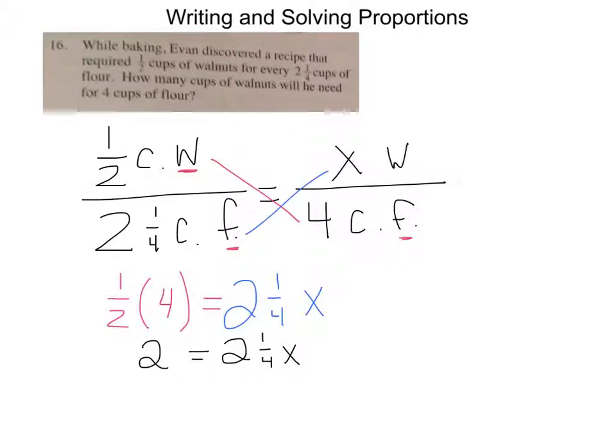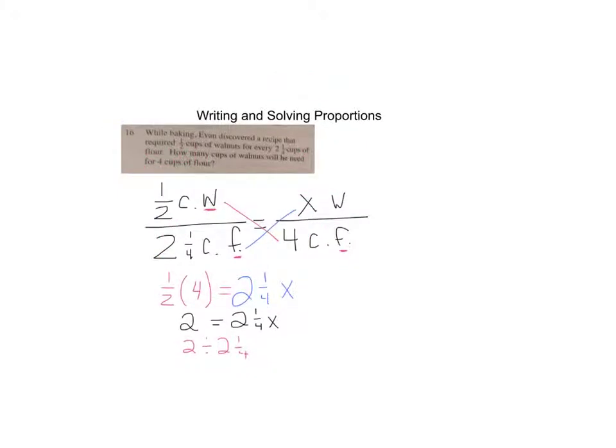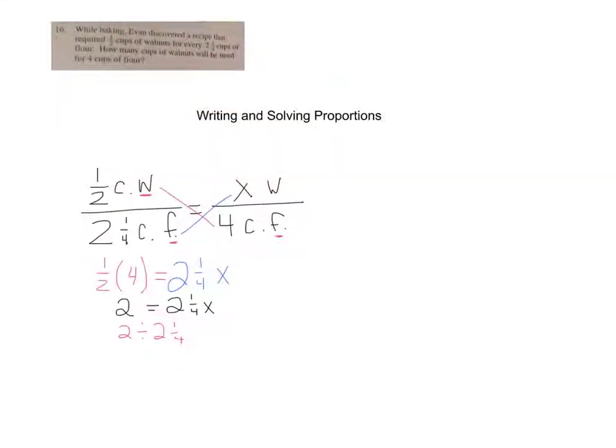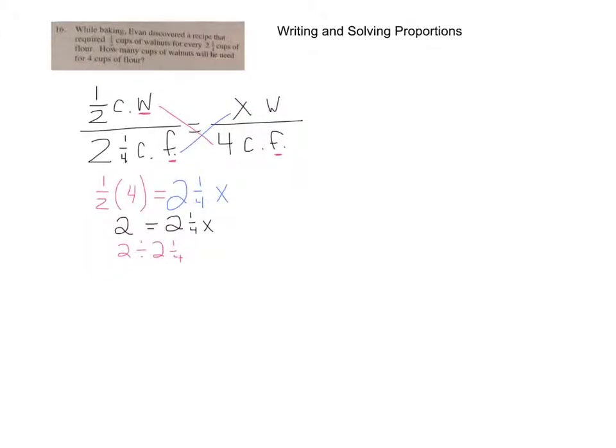Now you have to divide by 2 1/4 to figure out what x is. So I'm doing 2 divided by 2 1/4. And if you can remember back to last chapter, when we had to divide mixed numbers, you learned that you need to turn them into improper fractions first. So I'm going to do 2 over 1 divided by 9/4. All right, and remember when dividing fractions, you flip the second number and then multiply. So 2 over 1 times 4/9 is going to help me get my answer here.